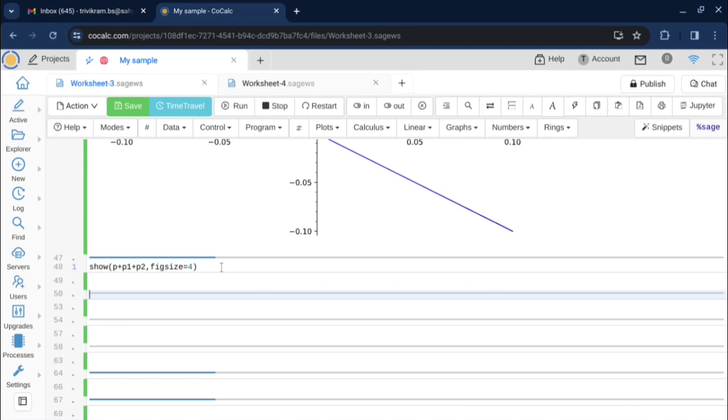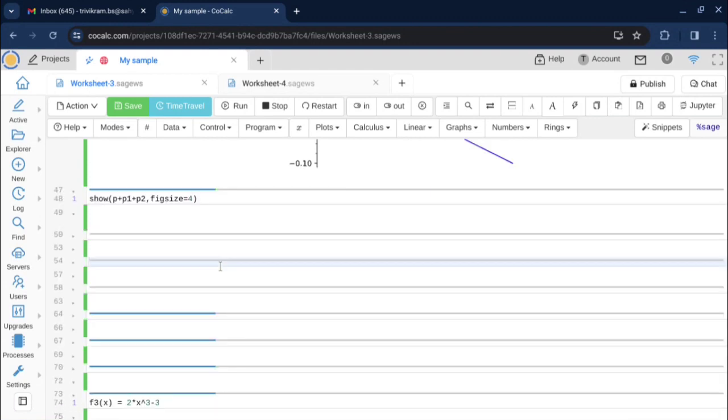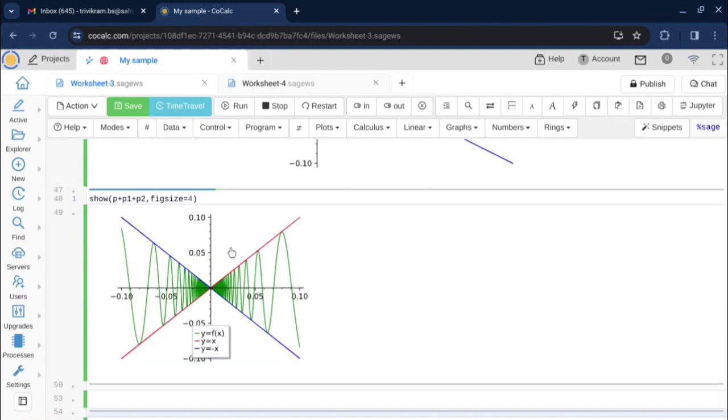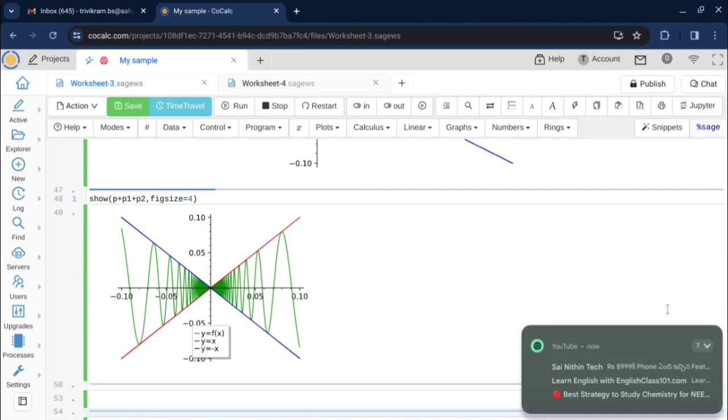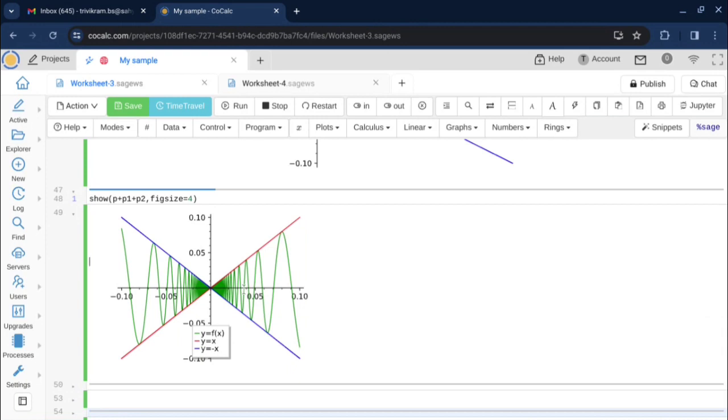So now I want to add all these graphs in a single picture. So I have taken show of P plus P1 plus P2 and the figure size. I have given it as figure size equal to 4. So just run it. This time we got all the three curves in a single picture.